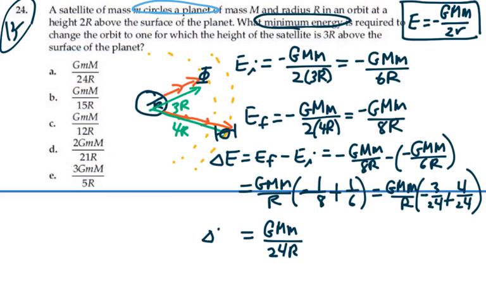That is our change in energy that we need to go from the first stable orbit to the second stable orbit. So we need to add that amount of energy, the minimum energy required in order to make that change in orbit: GMm over 24r.